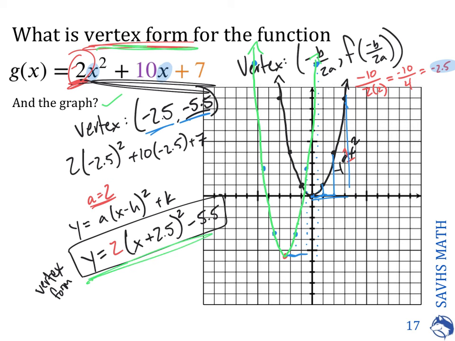Notice I used the negative b over 2a calculation to find the vertex. I used the scale factor to rewrite it in vertex form down here. And then I graphed the function.